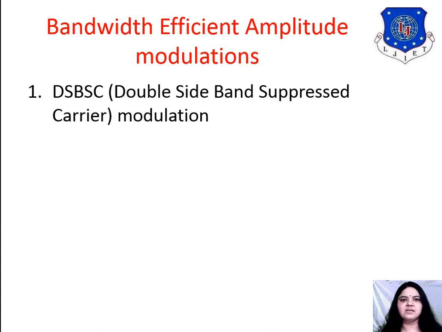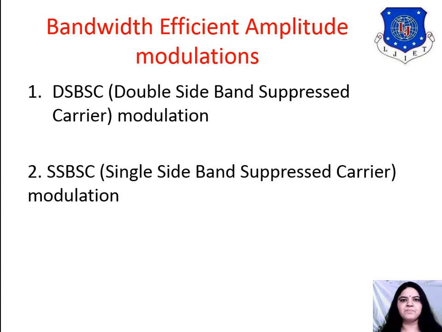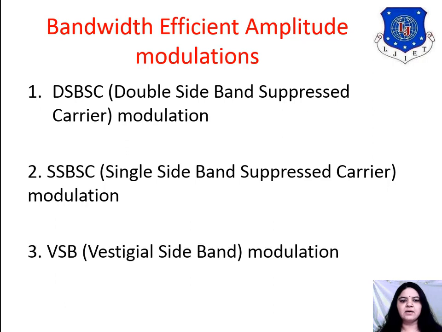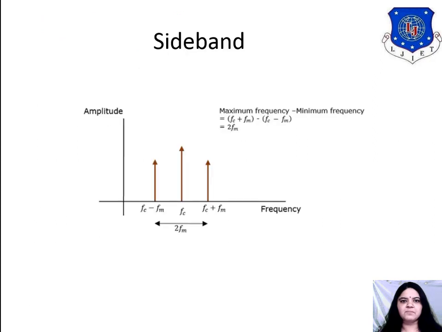There are three types of modulations. One is DSBSC, that is double sideband suppressed carrier modulation. Second is single sideband suppressed carrier modulation, SSBSC. Third is vestigial sideband modulation, VSB.